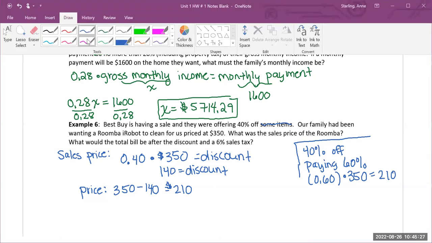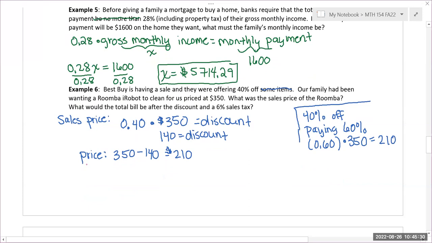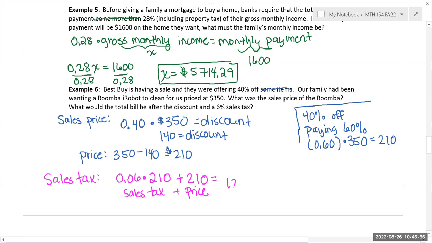Okay, so then what we're going to do next is add that nice sales tax. So sales tax is 6%. So it's going to be 6% of the 210 is your tax, and then add it to that 210 price. So it's going to be sales tax plus price. Okay. So that turns into $1,260 plus the 210 equals 2,260. And you're good to go.